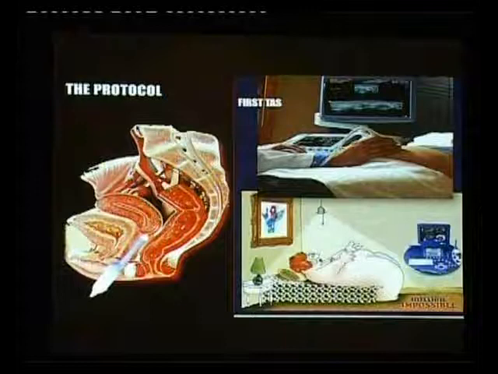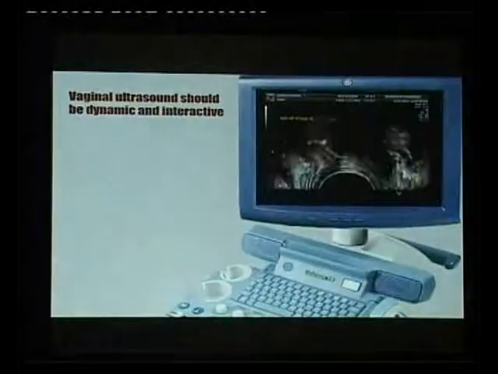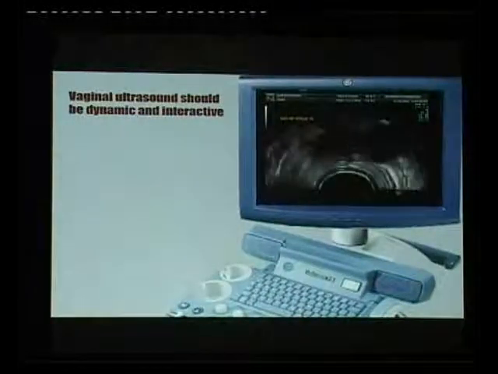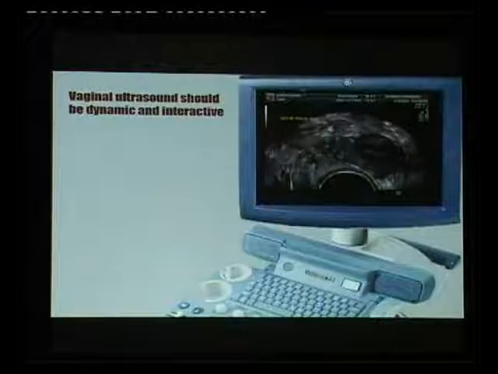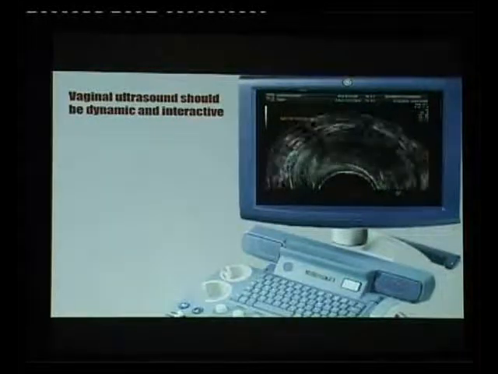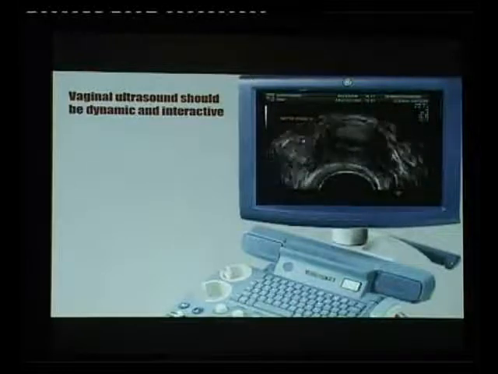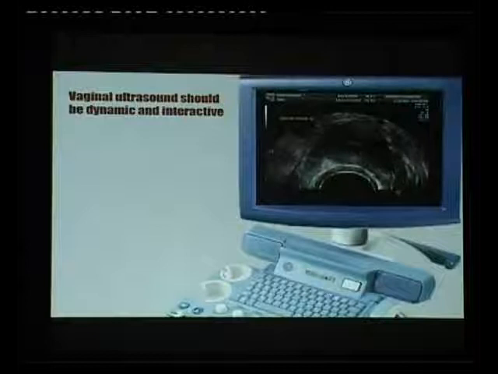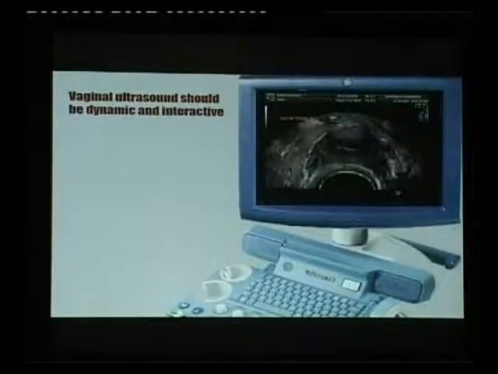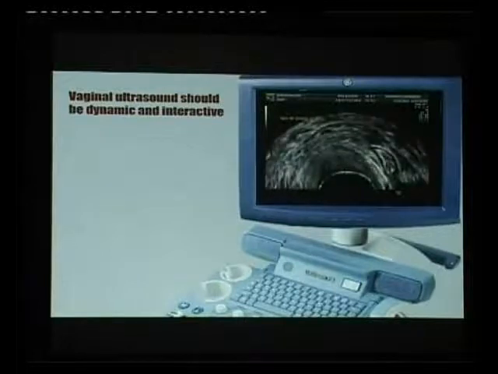The protocol is we do a transabdominal ultrasound first, followed by a transvaginal. We follow a specific protocol while doing the transvaginal ultrasound. As we enter the vaginal cavity, we look at the walls, we look at the uterovesical fold of peritoneum, and we look at the uterus in both longitudinal and transverse planes.